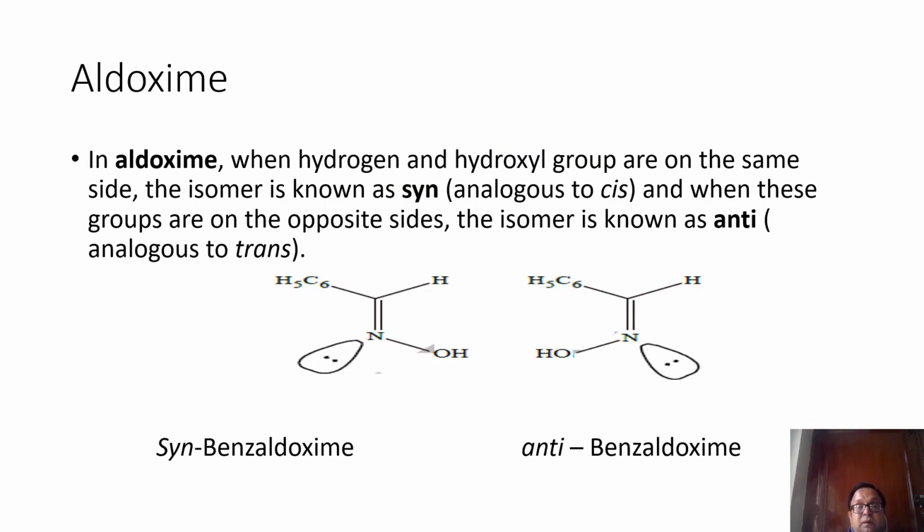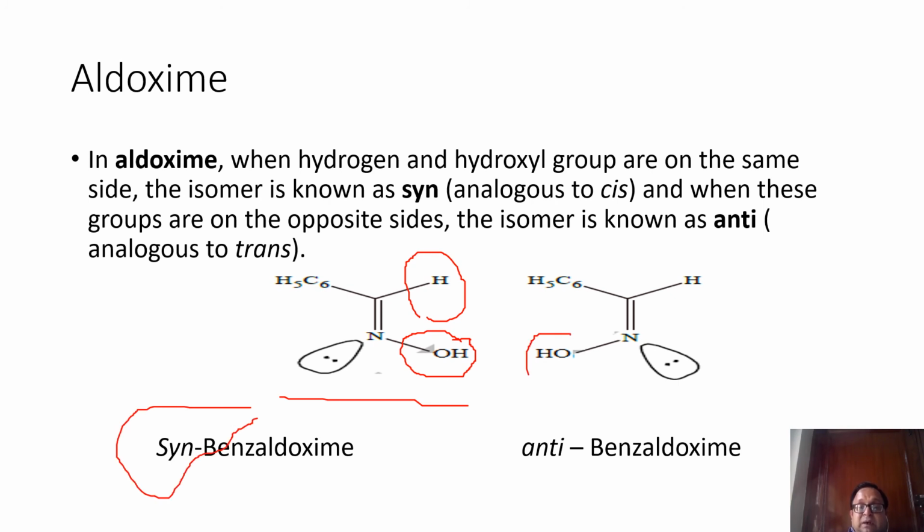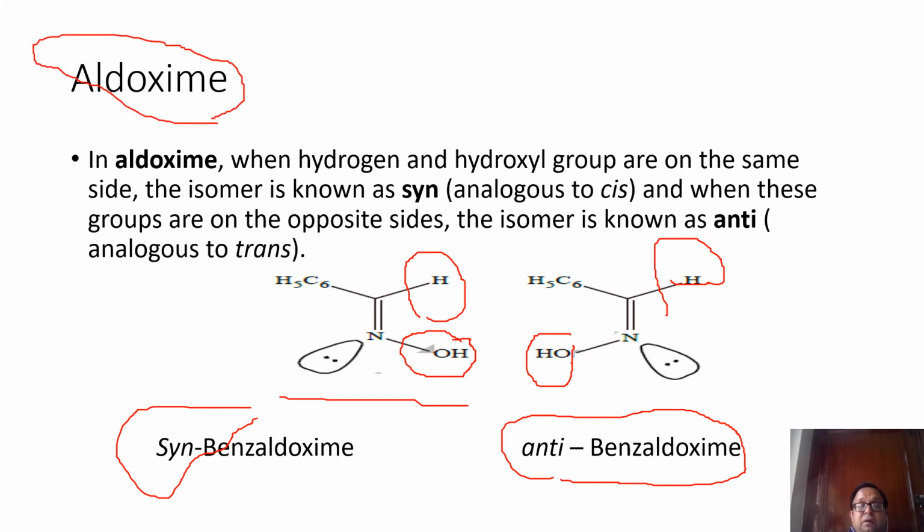Aldoximes. For aldoximes we have to count H and OH. If H and OH are on the same side, they are called syn. If H and OH are on alternate positions of the double bond, they are called anti-aldoximes. So please remember, for aldoximes, we have to consider the combination of H and OH.